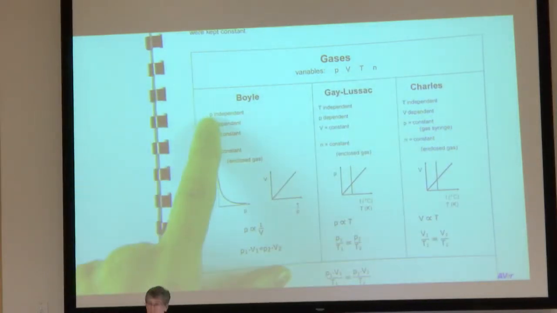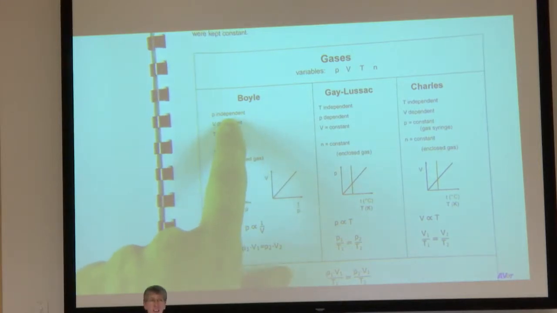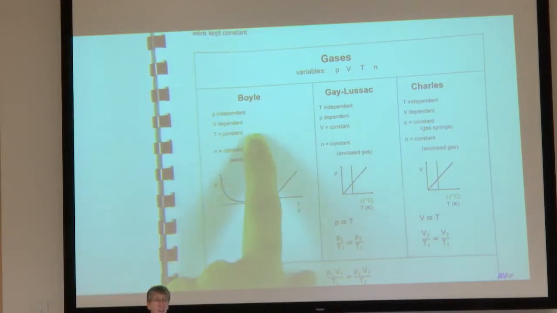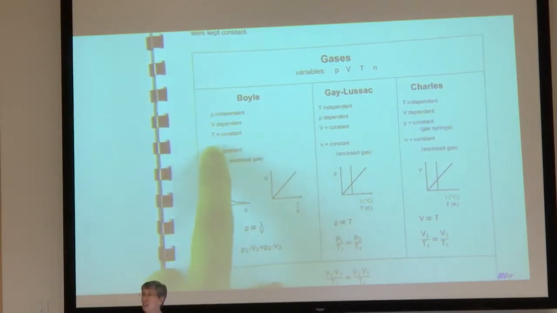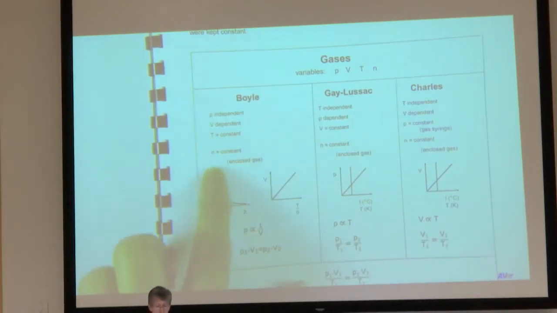So he looked at pressure. That's the one he changed. So it was the independent one, right? And then he measured the volume. So that was the dependent one. And then he had to keep the others constant. What's the others? Temperature, right? And also the number of moles.